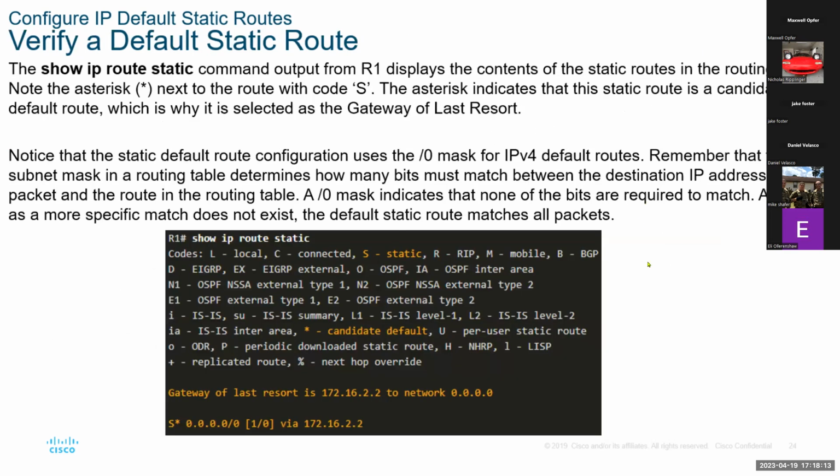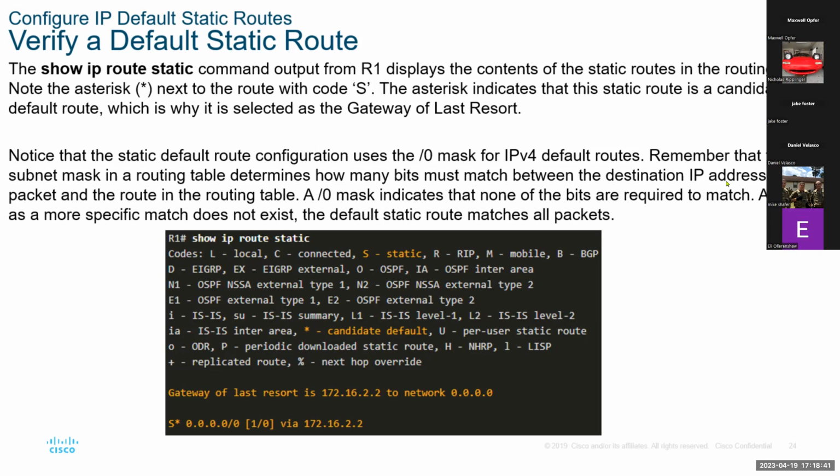The show ip route static command. Output from R1 displays the contents of the static routes in the routing table. Note the asterisk next to the route with the code S. The asterisk indicates that this static route is a candidate default route, which is why it is selected as the gateway of last resort. Notice that the static default route configuration uses the /0 mask for IPv4 default routes.